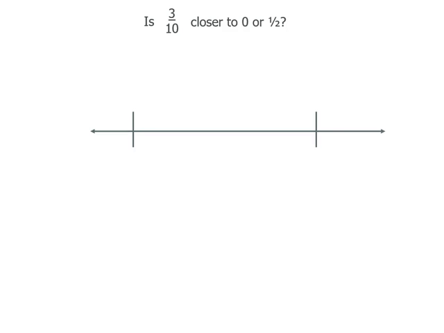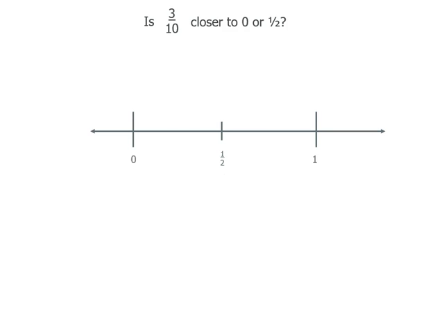This time we're going to use a benchmark of 1/2 and see whether 3/10 is closer to 0 or 1/2. Now we can do the same thing, it's just that we're going to compare it not just to the endpoints, but to 0 and 1/2. So let's mark 1/2 on there. Now our denominator is actually tenths, and 1/2 is 5/10. So that helps us to think about what 1/2 is.